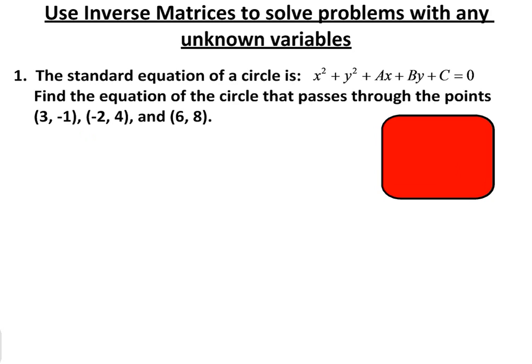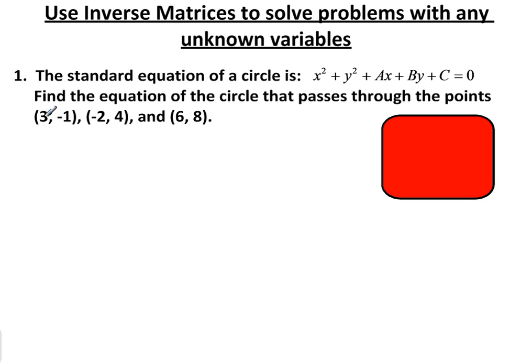I'm going to go through one last problem. I just want to show you that once you get to the higher math and harder problems, you can still use matrices to solve for any type of unknowns. So if we look at this problem, we have x squared plus y squared plus ax plus by plus c equals 0. This is a crazy long equation. This is actually the standard equation of a circle, and we are actually going to deal with some of this kind of stuff second semester. But it said find the equation of the circle that passes through the points (3, -1), (-2, 4), and (6, 8). And you might be thinking, I have no idea how to solve that.